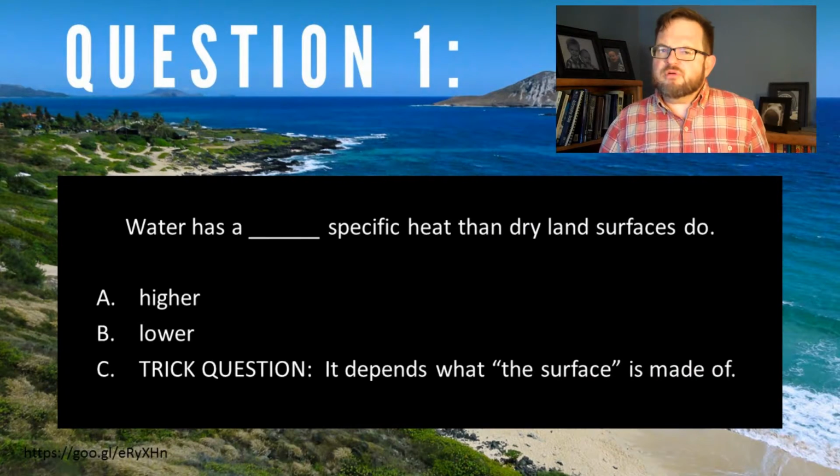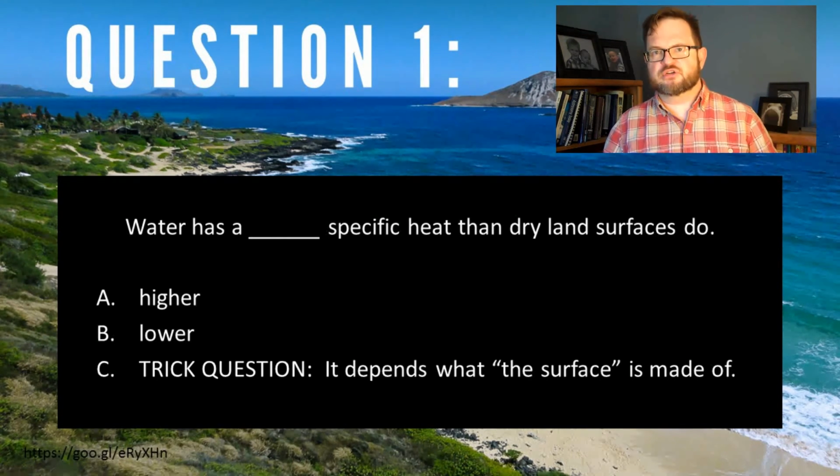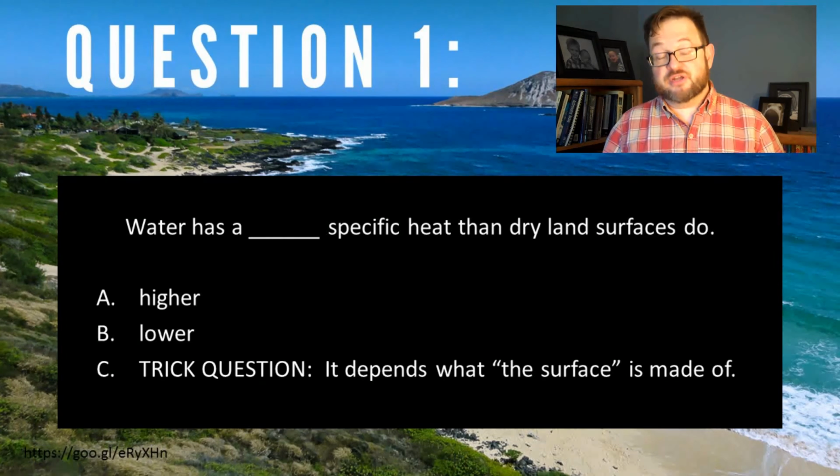All right, before we move on to the second part of our lecture about thermally driven flows, which is going to be about katabatic and anabatic winds, let's answer a couple quick questions about what you've seen. Question 1. Water has a blank specific heat than dry land surfaces do. Higher, lower, or trick question, it depends on what the surface is made of. Interesting question. Make a choice of those 3 options and get a little feedback before you move on to question 2.